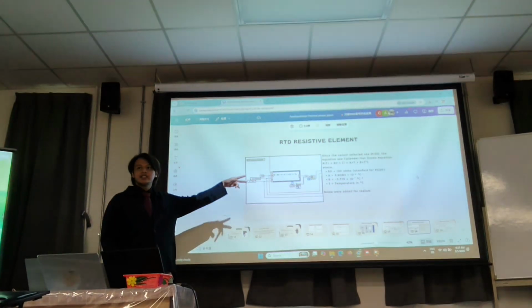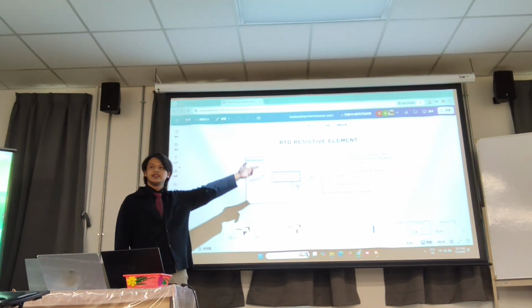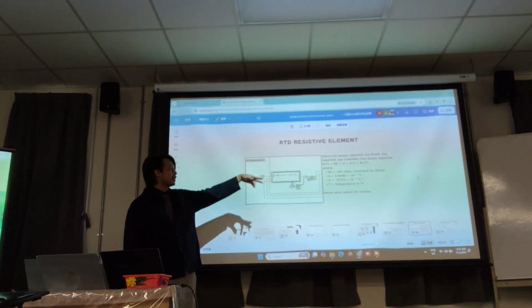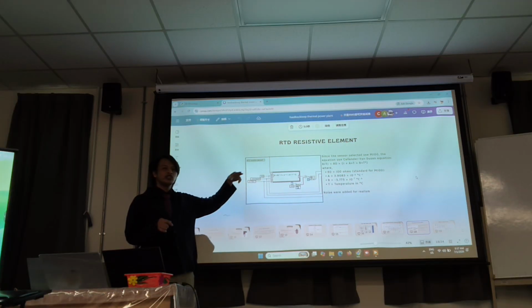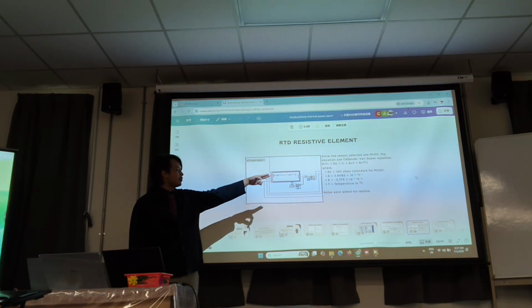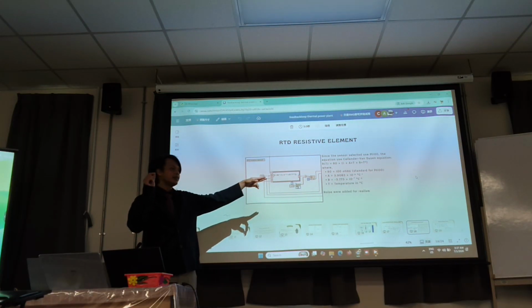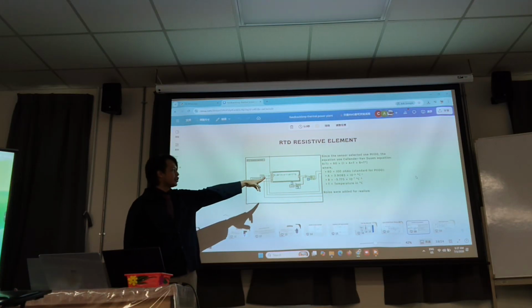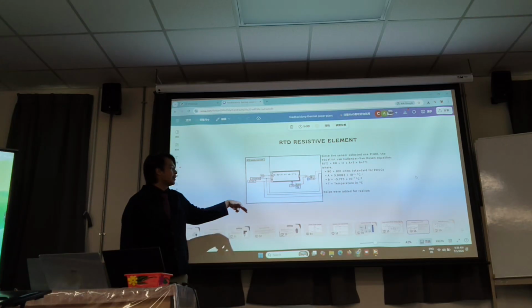Actually, when the sensor is selected, because it uses PT100, then the equation for RT is given. This is a given equation. We call this the Callender-Van Dusen equation. And also the R0, because we use PT100, when the temperature is at 0, the resistance is 100 ohm, and the A and B are constants, and also the T is the temperature.